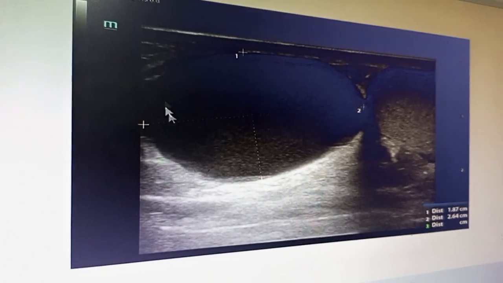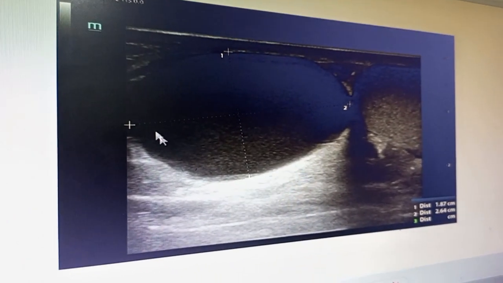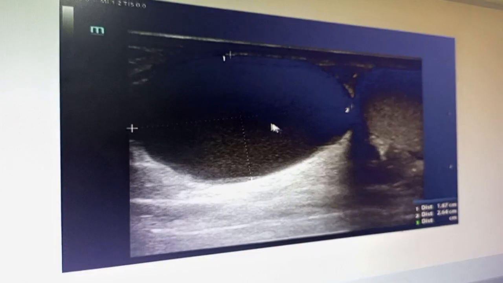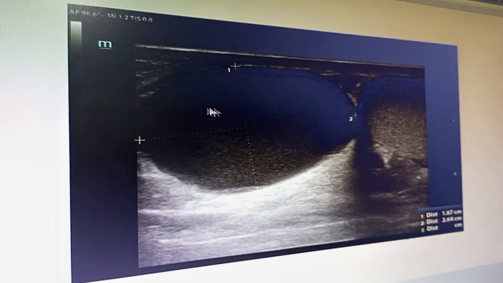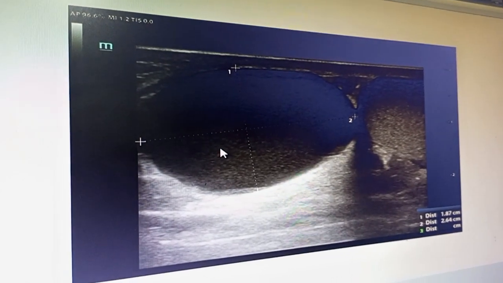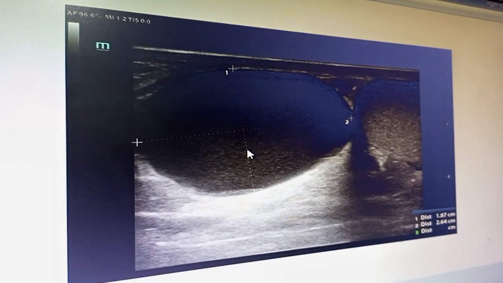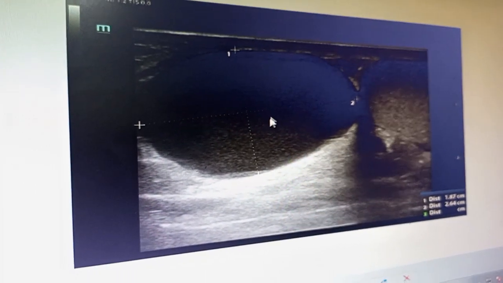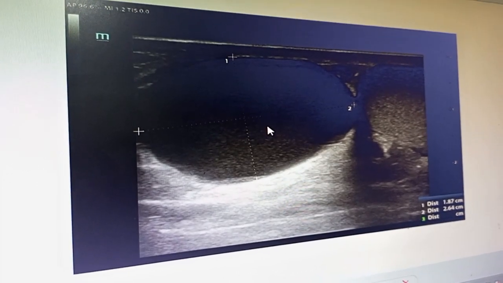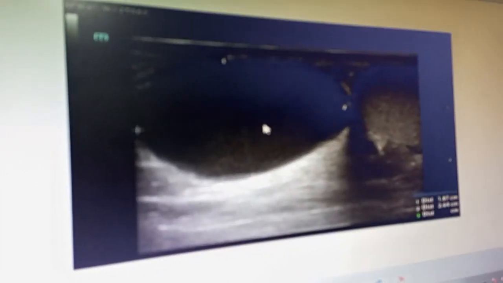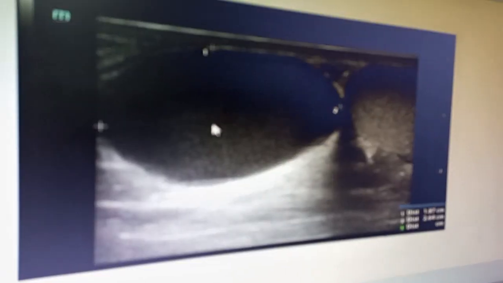This is a case of the spermatocele. An anechoic cystic area is noted in the epididymal head. You can appreciate that there are low-level internal echoes. So this is the case of the spermatocele.